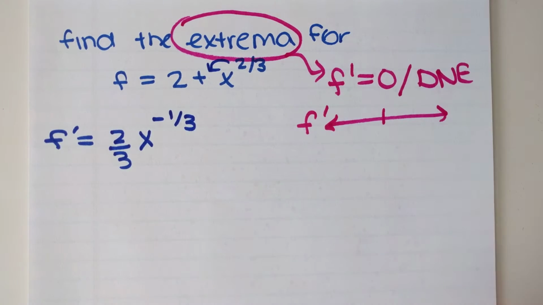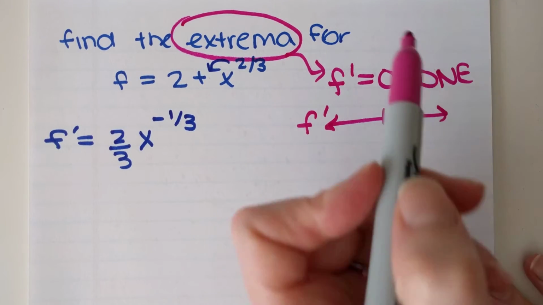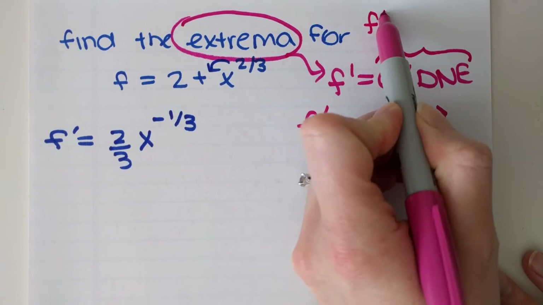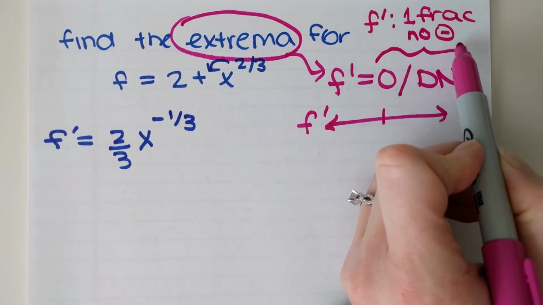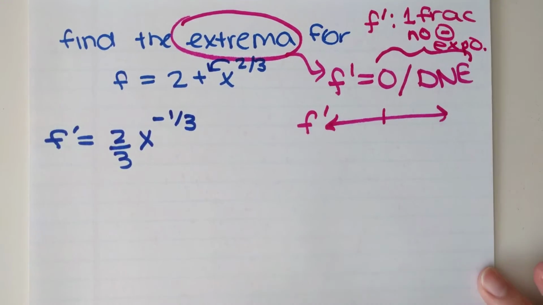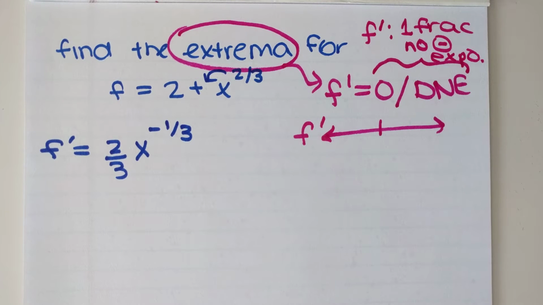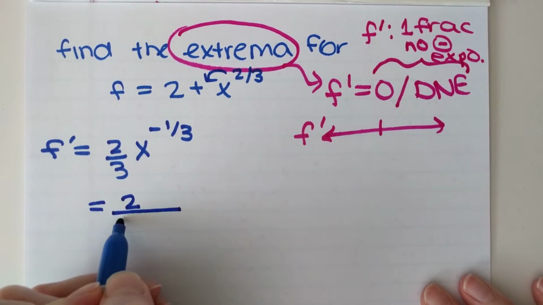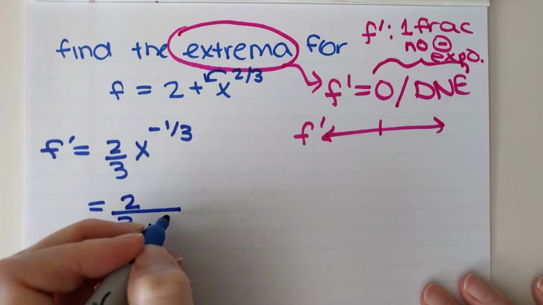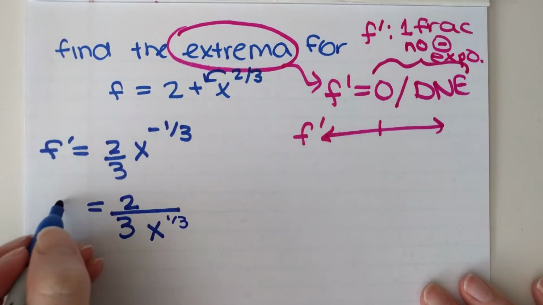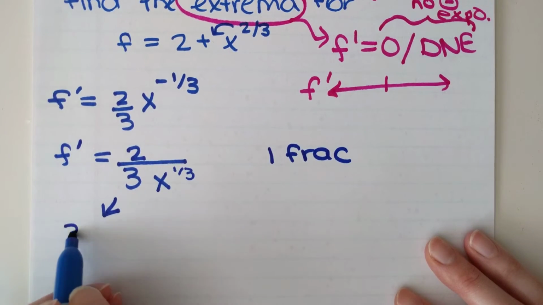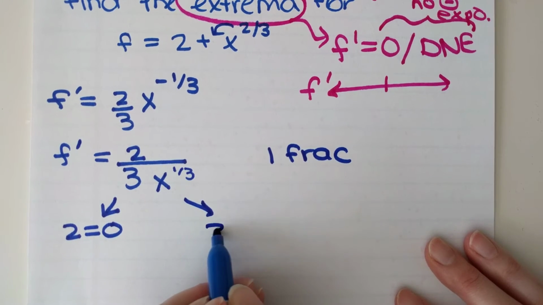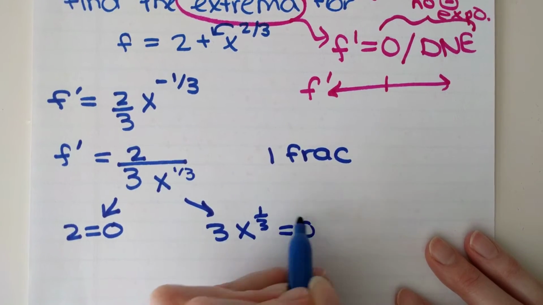And as we said before, when we're doing this whole f prime equal to 0 or does not exist, it's good to keep in mind that we want f prime as one fraction, and we do not want negative exponents, because honestly we don't really know how to deal with negative exponents very well, and so it's easier just to make them positive by moving them down into the denominator. So what we'll do to start to find our critical numbers is move the negative exponent down to the denominator to become a positive 1/3. And then, once we have one fraction, we just set the numerator equal to 0, so 2 is equal to 0, and the denominator equal to 0, 3x to the 1/3 is equal to 0.